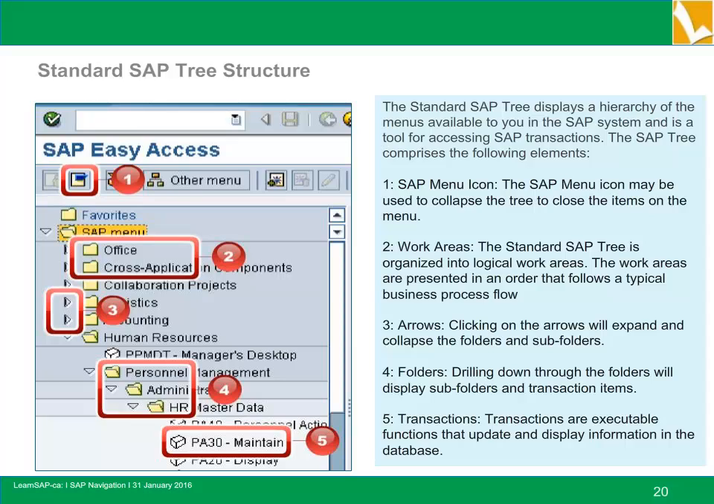Navigation within the standard tree is referred to as menu path navigation. The user navigates by clicking on the arrows to drill down through the folders to the desired transaction, and can locate a variety of transactions by navigating in the SAP Easy Access menu. The standard transactions that are available include Create, Change, and Display.